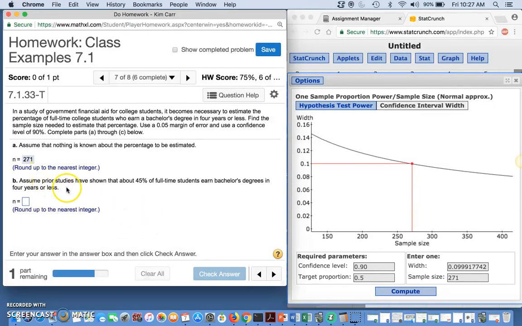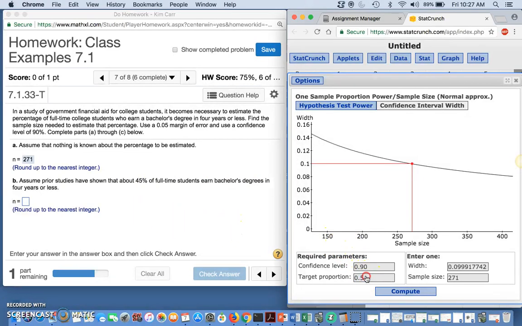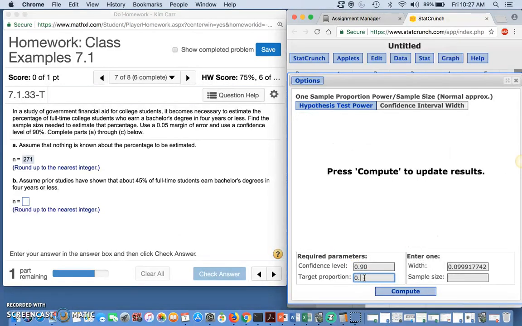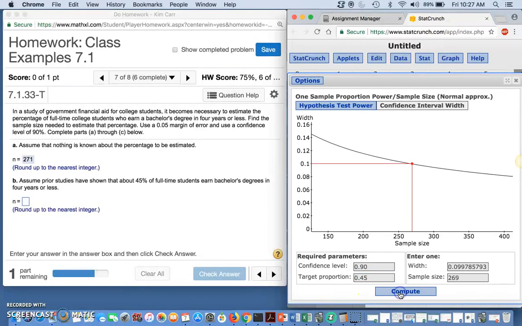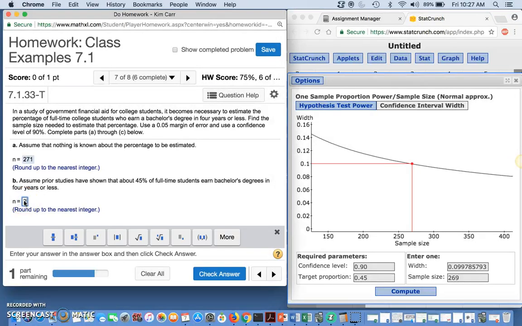Okay, it said assume prior studies have shown that 45% of full-time students earn bachelor's degrees. So the target proportion, which is basically the p hat there, is 0.45. And you would need 269.